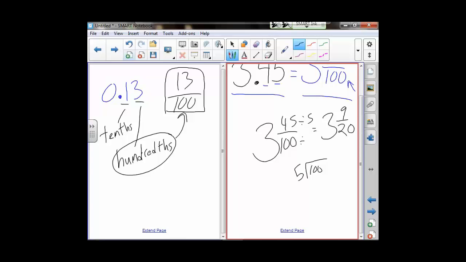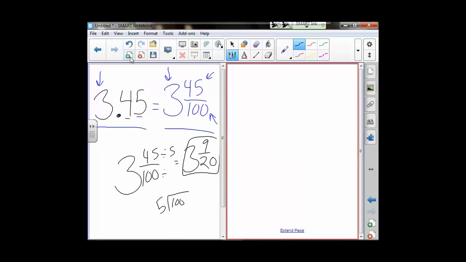Can I reduce 9/20ths any further? Is there still a number that goes into both of those two? Yes, no. Yes, yes, no, no. Huh? One. So this is simplest form. And that's what you want.